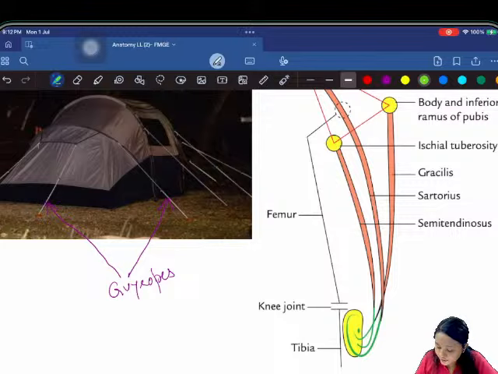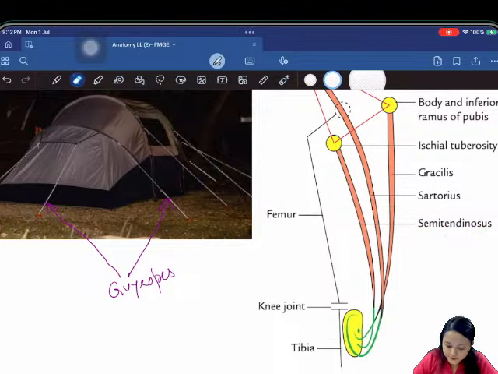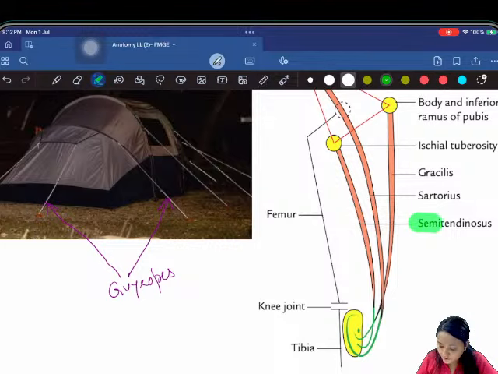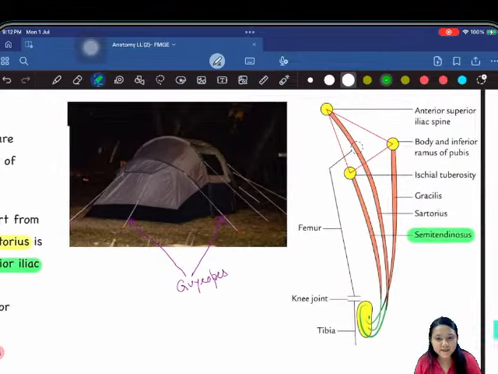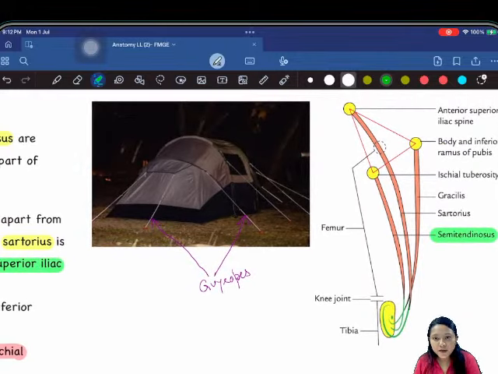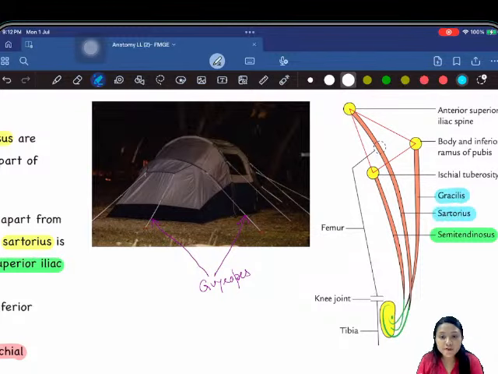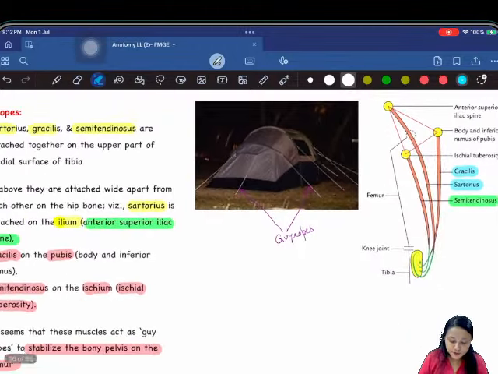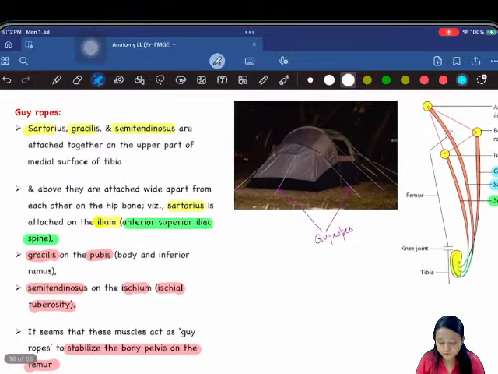Okay, so remember that it is semitendinosus, not semimembranosus. Out of all this, it is important because this question has been asked in the NEET exam. Okay, guy ropes include the sartorius, the gracilis, and the semitendinosus. So they might give you semimembranosus to confuse you. Okay, so you should know that these three are the muscles forming the guy ropes.